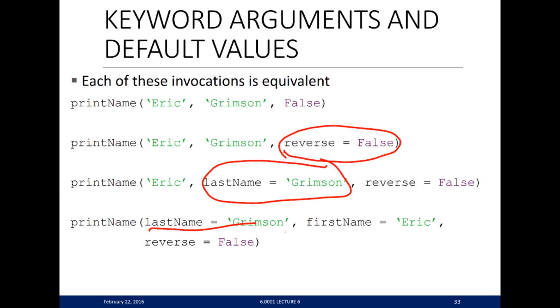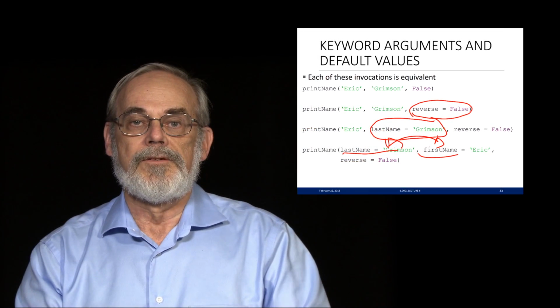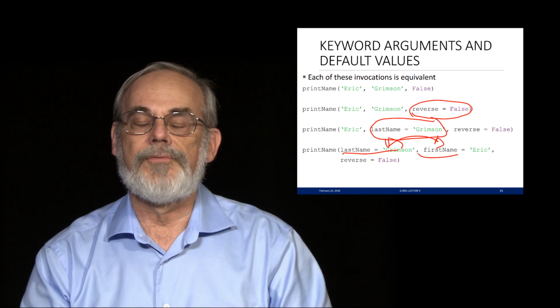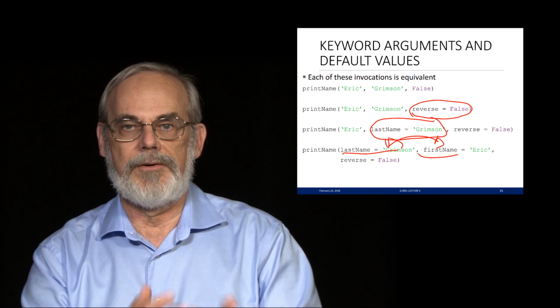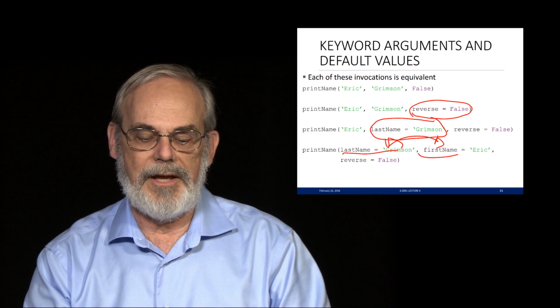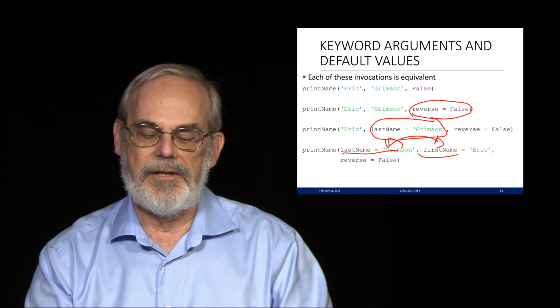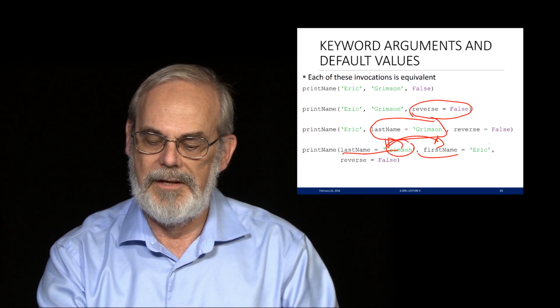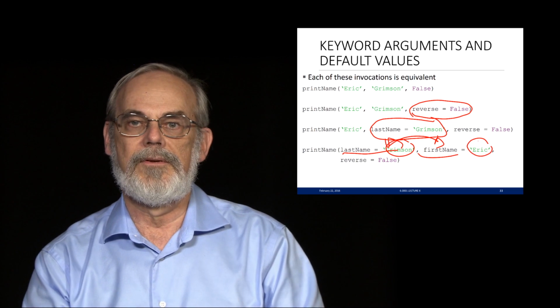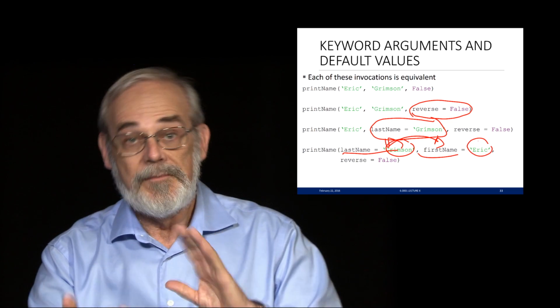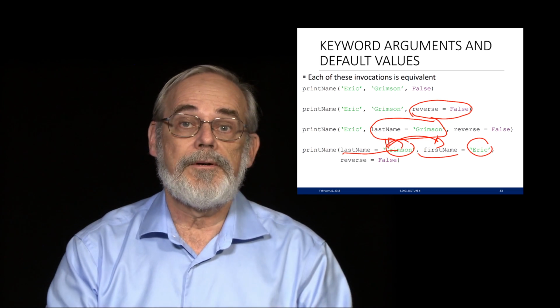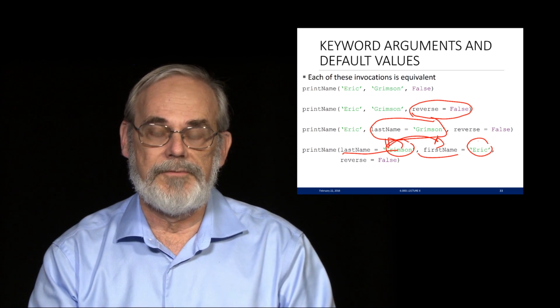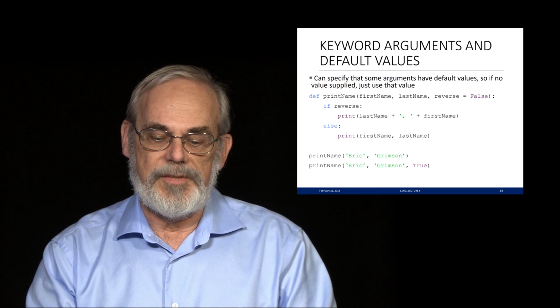But notice here, I've reversed the order. So if I'm not going to use this kind of formalism, I have to give the parameter in the place it expects. But in this case, I reversed it. Even though the function expects first name, then last name, I've said I'm going to have last name have the binding Grimson, first name have the binding Eric, and reverse equal to false. That's nice if I forget the order, or if I just decide I want to call them in a different way.